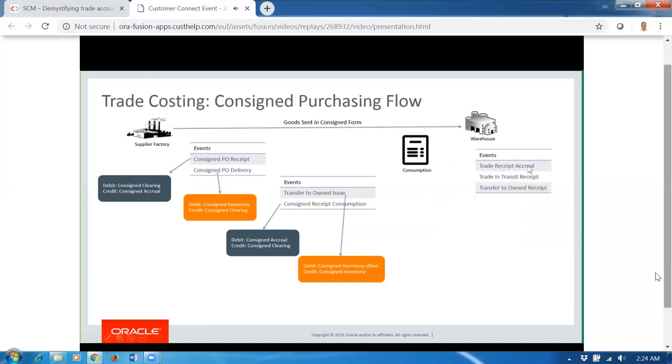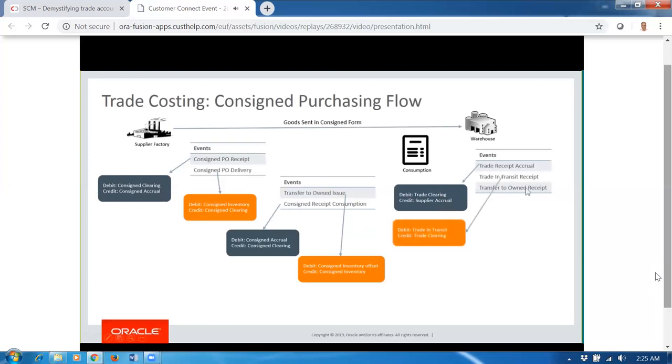These are the trade receipt accrual, the trade in transit, and finally the transfer to own receipt. As I've been telling so far, the trade receipt accrual event is an event that would supplement our buy side of the flow. Since the ownership change is complete, now we need to record our accrual. So the trade receipt accrual event is the one which records the supplier accrual.